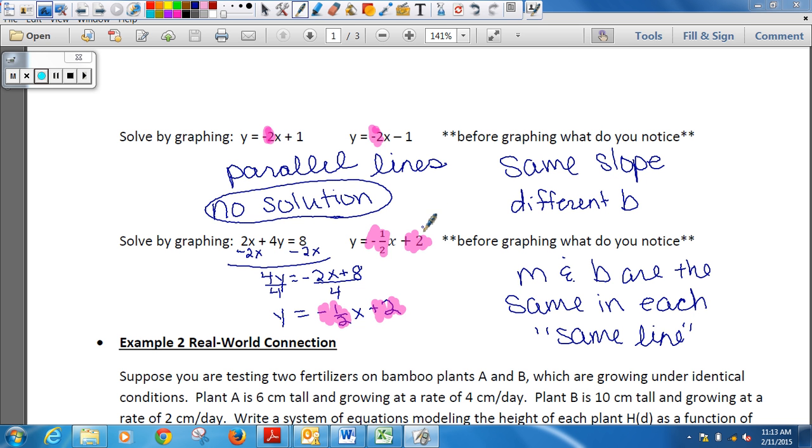So if it is the same line, it is said that this system has infinitely many solutions. Because you could pick any point on this line and it would work. So parallel lines have no solution. If it is the same line, it's going to have infinitely many solutions.